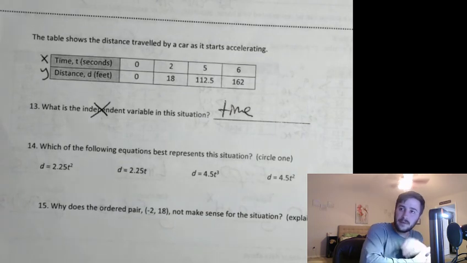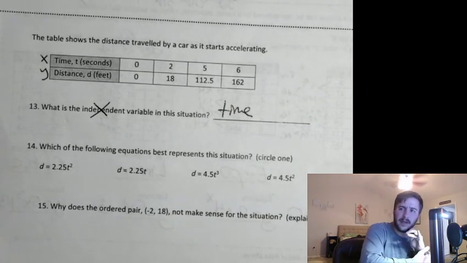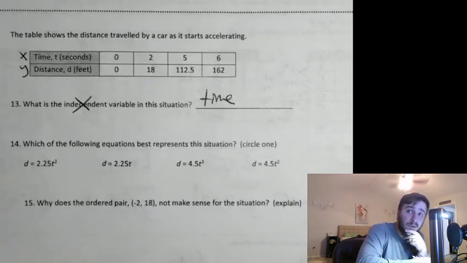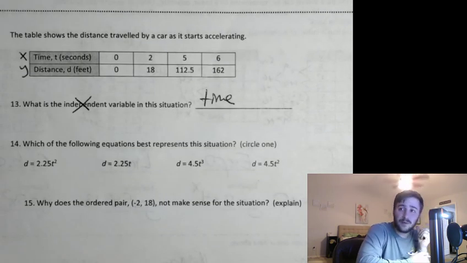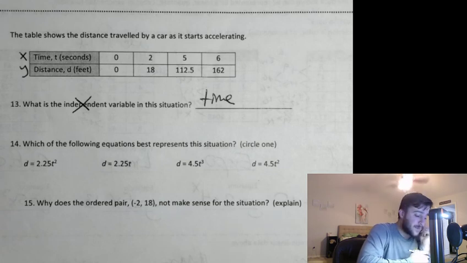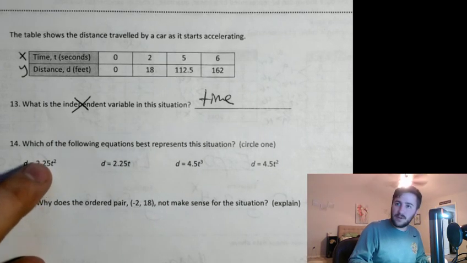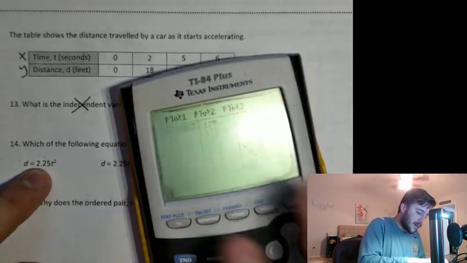Time doesn't care. It's independent. It just goes. Time goes and rolls and keeps going and goes even further. Which of the following equations best represents the situation? We could go through and figure out with the difference tables what type it is, type it in. Forget that. You've got equations right in front of you, guys. Type them in, try them out.